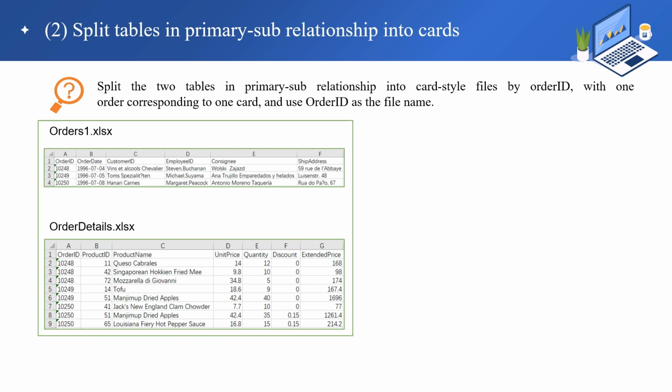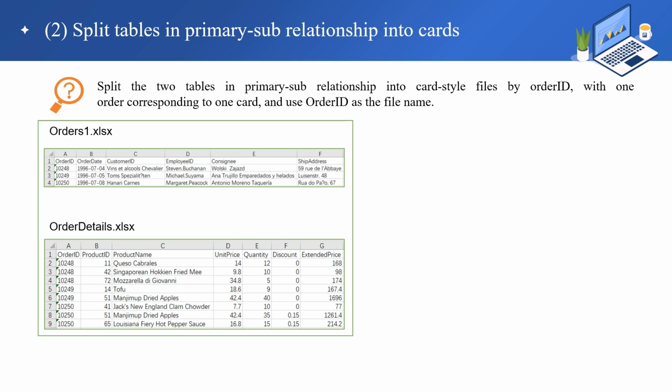2. Split tables in primary sub-relationship into cards. There are two tables that are in primary sub-relationship. The first one is an order table, which is the primary table and stores the basic information of each order, with one order corresponding to one row of data. The second one is an order details table, which is the subtable and stores the product information of each order, with one order involving multiple products and corresponding to multiple pieces of data.